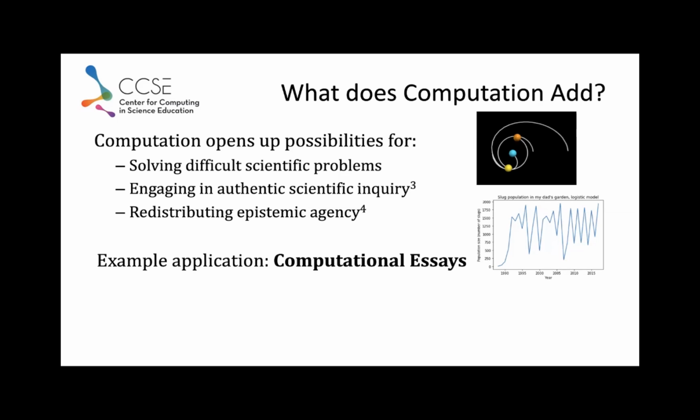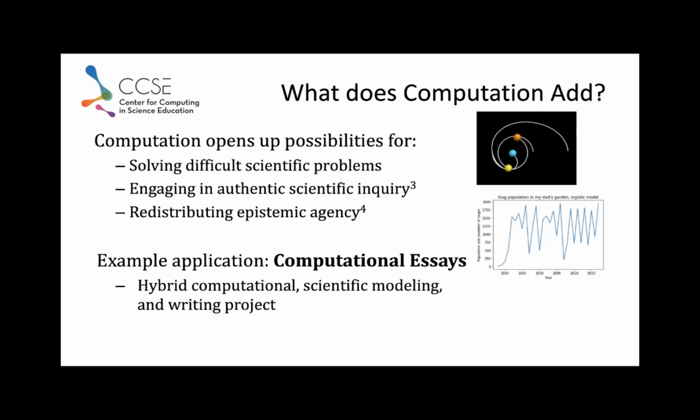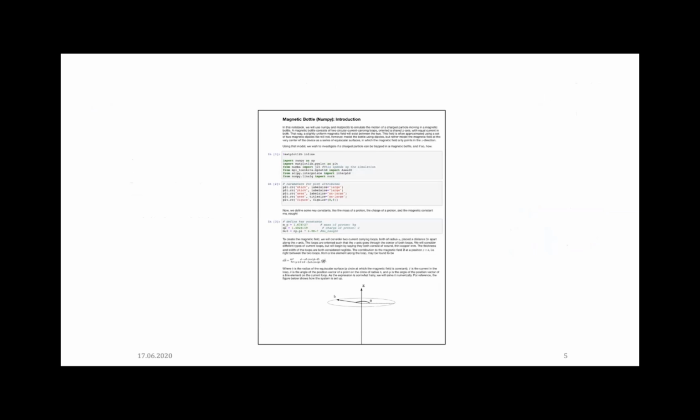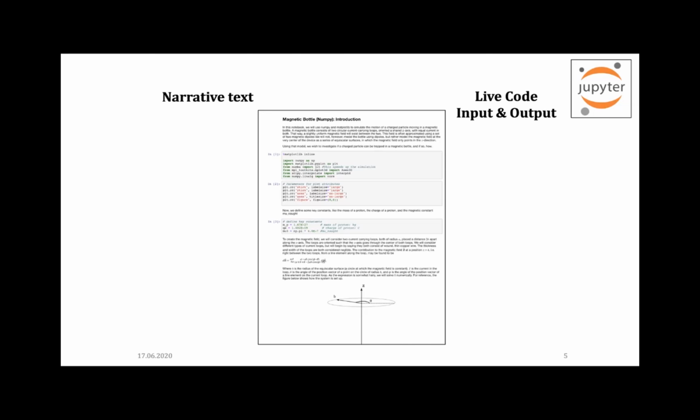So I want to give you an example of what this looks like in practice, in the form of a teaching tool that my group is developing called a computational essay. A computational essay, as Elisa foreshadowed earlier, is a hybrid computational scientific modeling and writing project. So here's an example computational essay. This was written by a student in one of our courses, on a simulation of how to trap highly charged particles in a magnetic trap called a magnetic bottle. Many of you will right away notice that this is written in a Jupyter notebook, which is to say it's a programming environment that allows you to mix together narrative text and live code input and output.